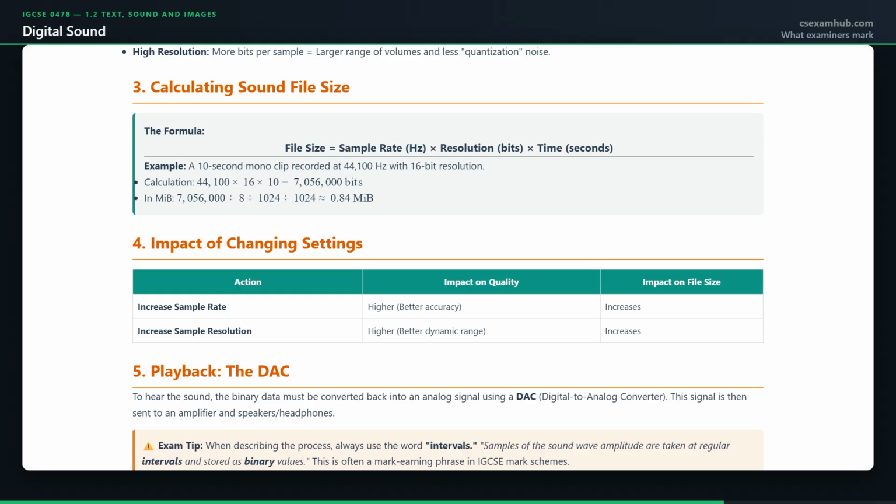Third, keep the 2 settings distinct. Sample rate is samples per second. Sample resolution is bits per sample. Defining one when asked about the other is a wasted answer.